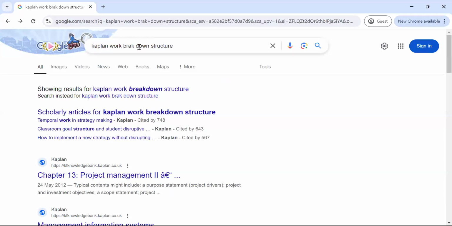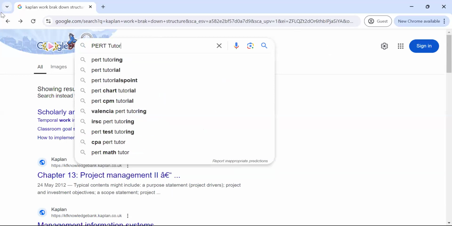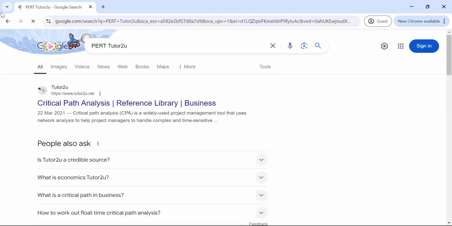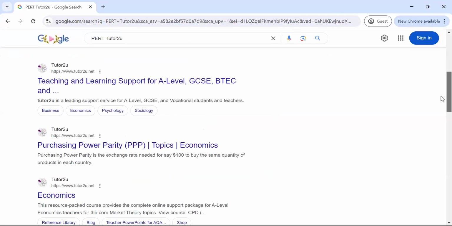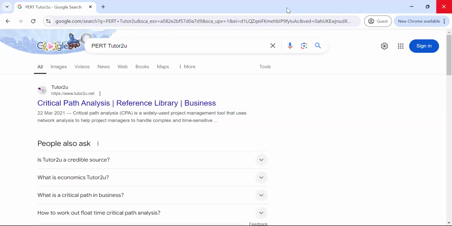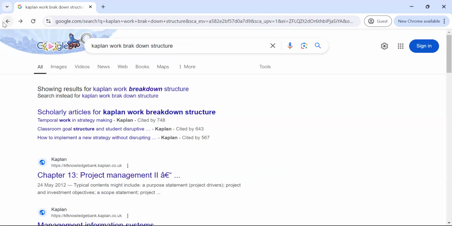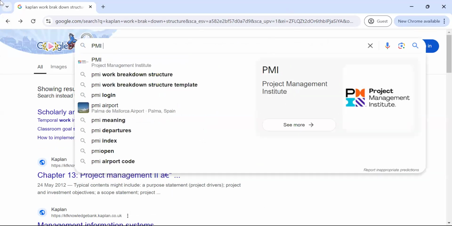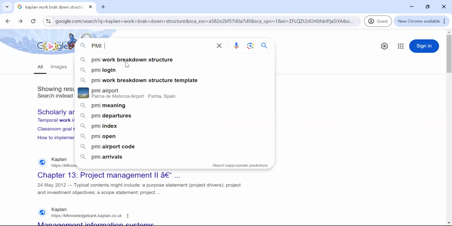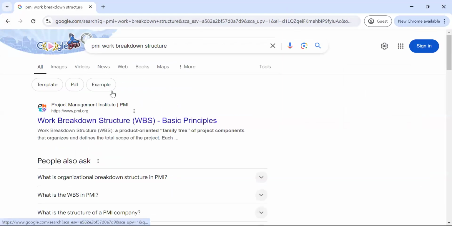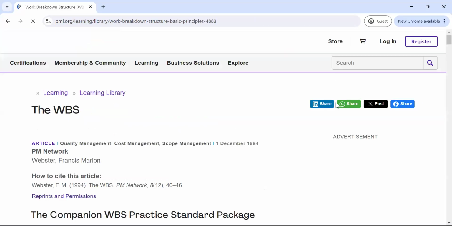Okay, then we have PERT, program evaluation review technique. You can find a lot of material on these. So we can look around various other resources through Kaplan, through PMI, which is the Project Management Institute, for the work breakdown structure. That's quite good to look around.